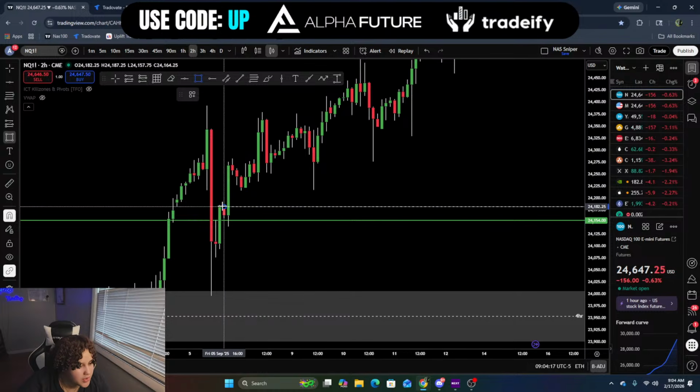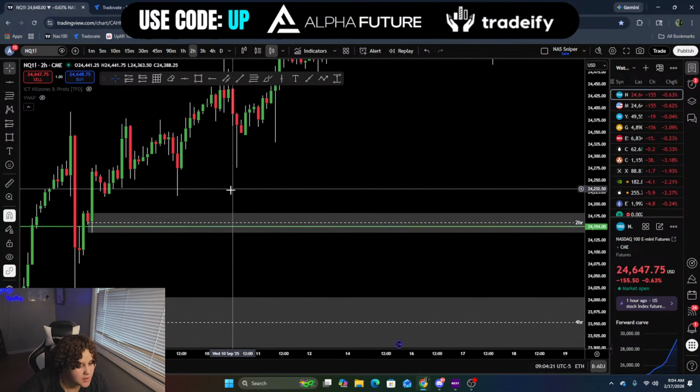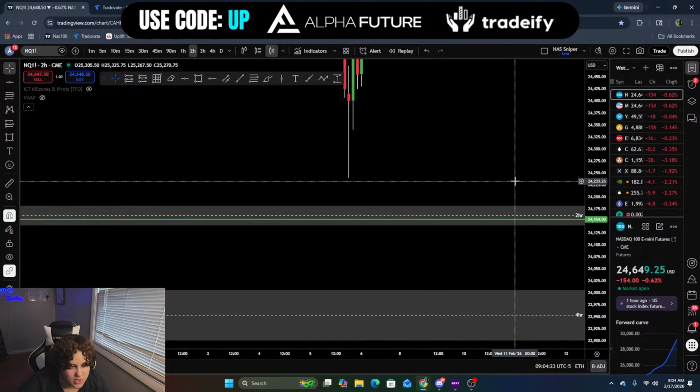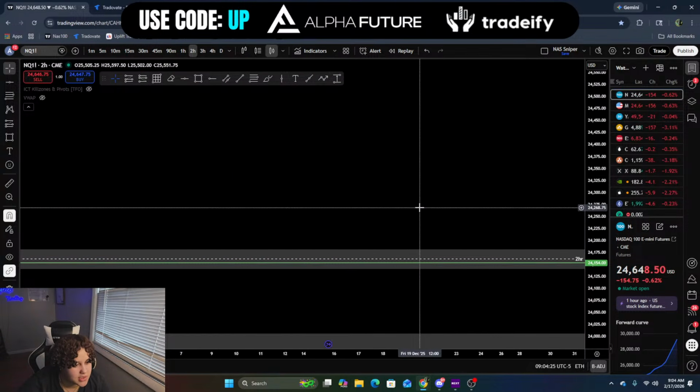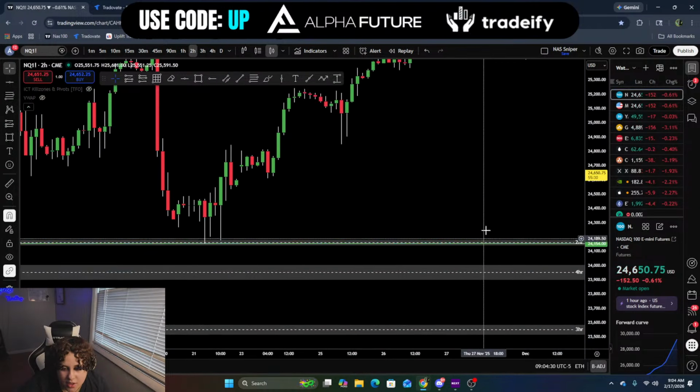Okay, this 2 hour zone here I like because the market has bounced off of it. Yeah, bounced off of it, right? Boom, right here. Bounced off of the 50% line.